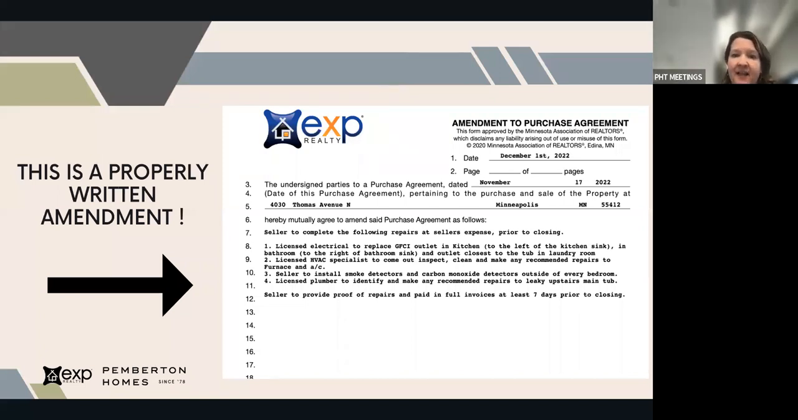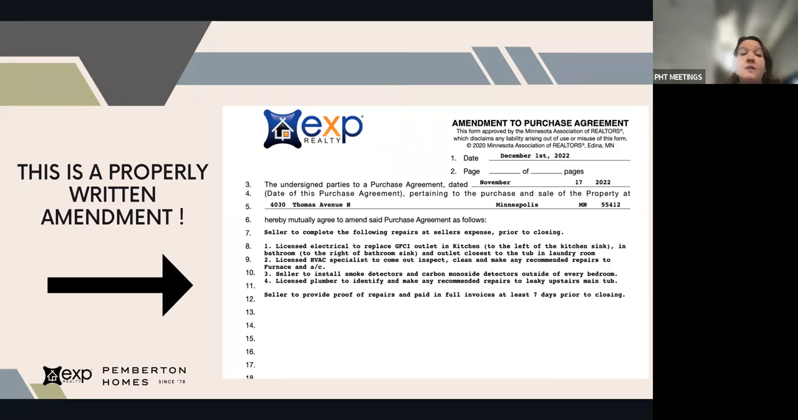So, licensed, I had a typo here. Licensed electrician to replace GFCI outlet in kitchen. And then I put to the left of the kitchen sink, in the bathroom, to the right of the bathroom sink, and outlet closest to the tub in the laundry room. So here we identified who we want to have that done, what they're doing, and the specific location in which they're doing it.